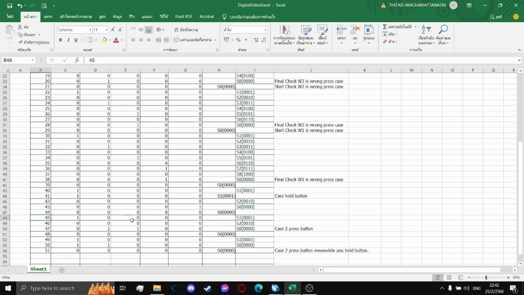And clock 45 to the clock 47, that will show you in the case true press button. By first clock 44, they will stay in the state 0. Clock 45, press 0, then go to state 1. Clock 46, not press, go to state 2. Clock 47, you accidentally press 2 button, press 1 and press 4, they will go to state 0 immediately.